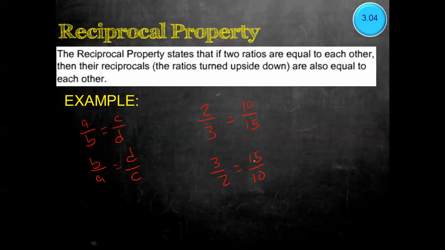And that makes sense, right? Because 15 over 10 reduces down, right? 3 times 5 is 15, 2 times 5 is 10. 3 over 2 equals 3 over 2.